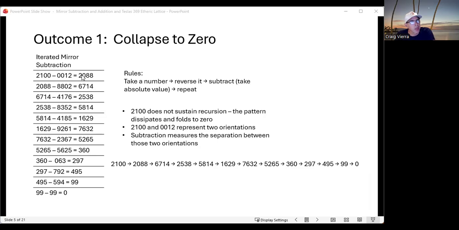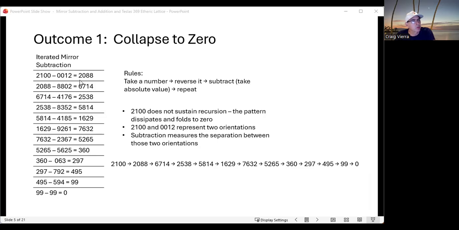When I go through this operation, no matter what number I get here, I always take what's called the absolute value, which just means that the numbers are always going to come out positive. So here's the rule: you take the number, you reverse it, you subtract it, take the absolute value, and then you repeat this and you see what happens.